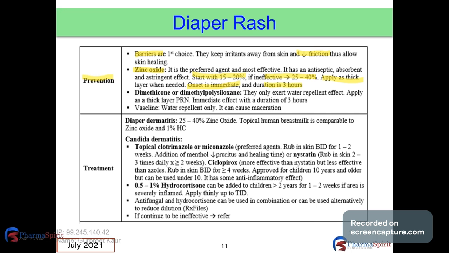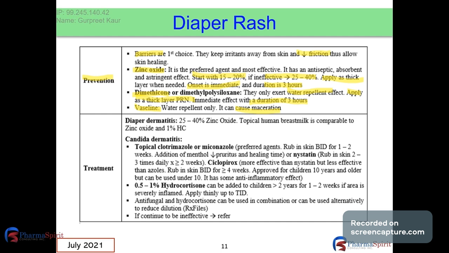We have other agents that we can use as barriers, such as the dimethicone or the dimethyl polysiloxane, and they are less effective than the zinc oxide because they only work as water repellent. They are not absorbent and they are not astringent. We also apply them as a thick layer when needed, and they have the immediate effect and also duration of 3 hours. Vaseline can also be used as a water repellent, but as you know, Vaseline has occlusive effect. It prevents the evaporation of water from the skin, and this can cause skin maceration.